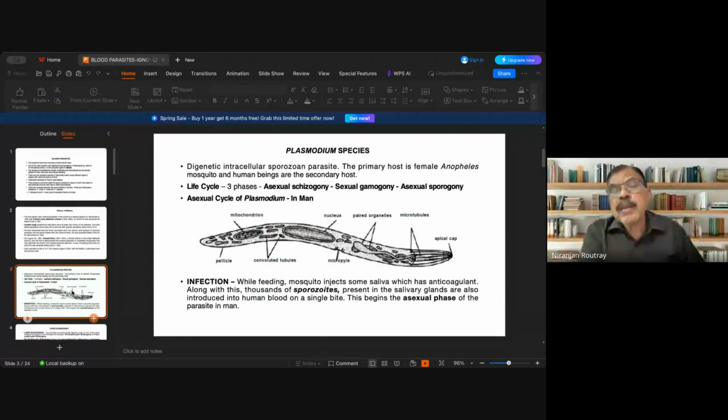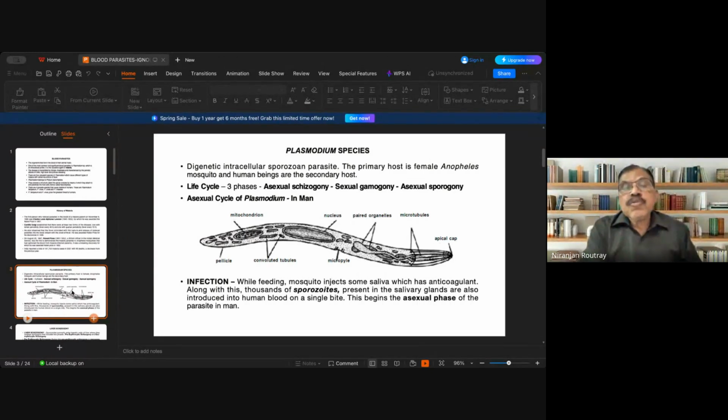There is a micropyle. In the apical region, or the anterior part, you have the paired organelles, and the microtubules are also present. These paired organelles and the microtubules are responsible for the penetration of this organism into the body of the host.